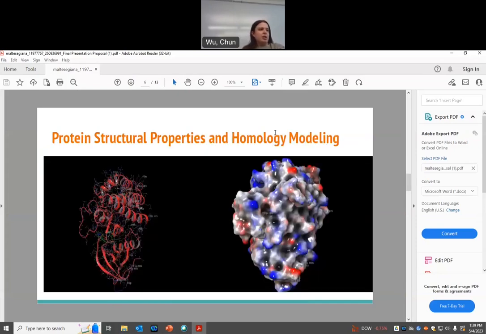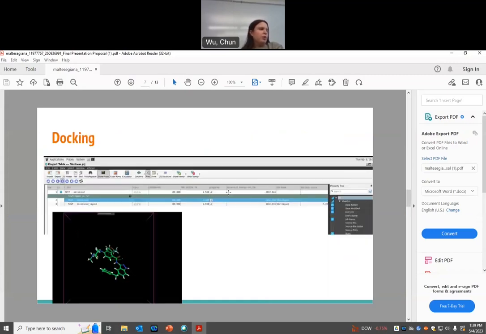And then we were able to get the protein structure. On the left is the general structure, and this is another view of the polarity of the protein. Then we did the docking, and this is where we got our docking score for the protein. And this is what the ligand looked like when we did the docking.